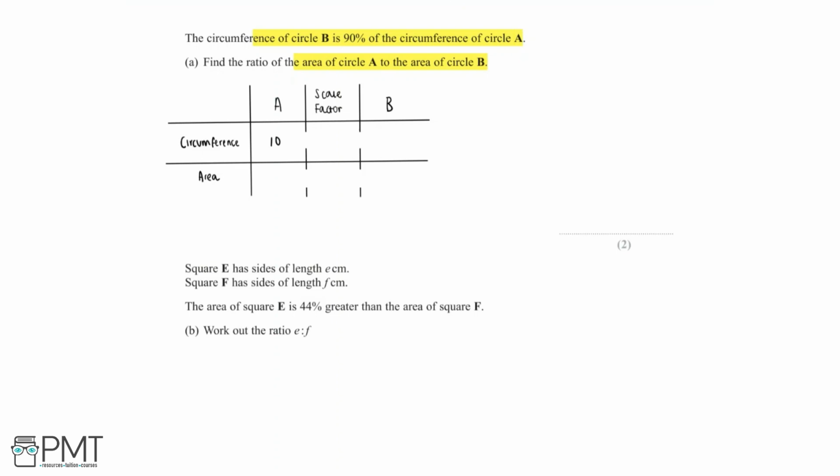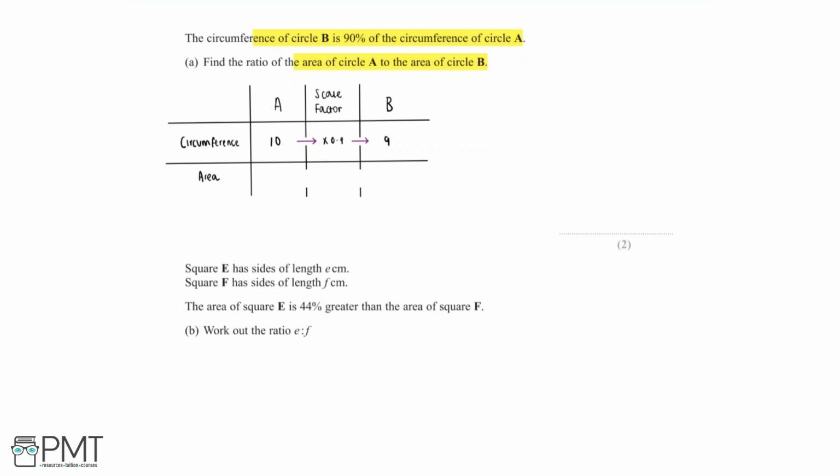Now if the circumference of circle B is 90% of the circumference of circle A, we want to multiply the circumference of circle A by 0.9. Because when we find 90% of something, it's equivalent to multiplying by 0.9. And so 10 multiplied by 0.9 would be equal to 9. And now this is where we need to be careful.